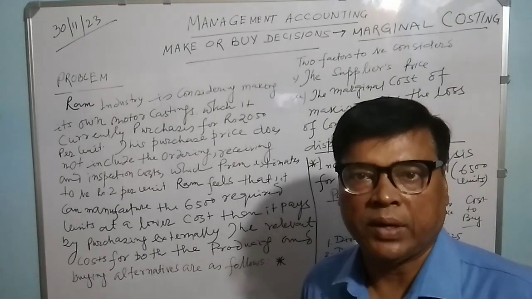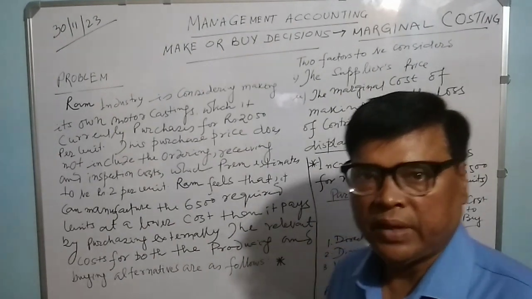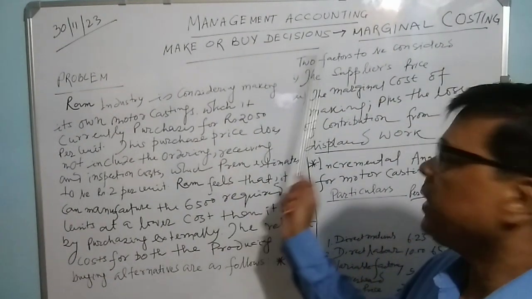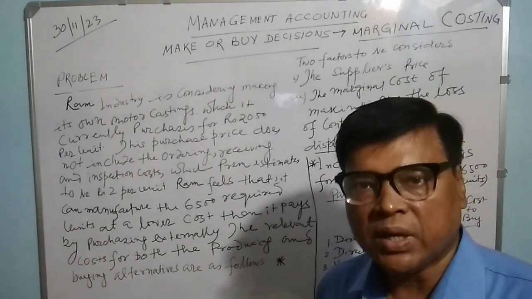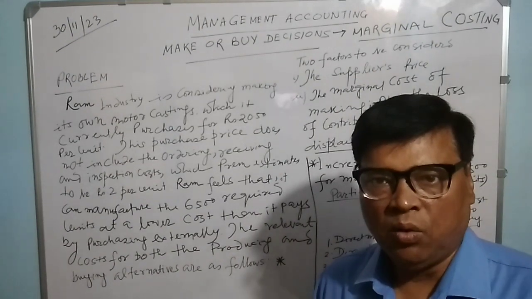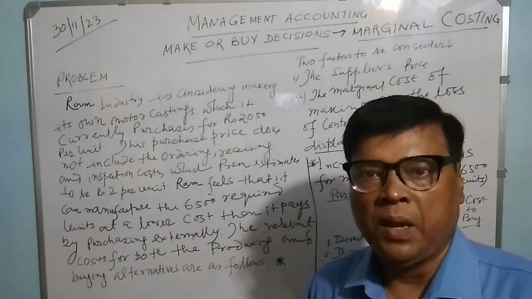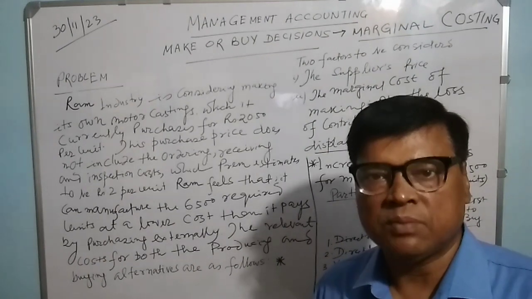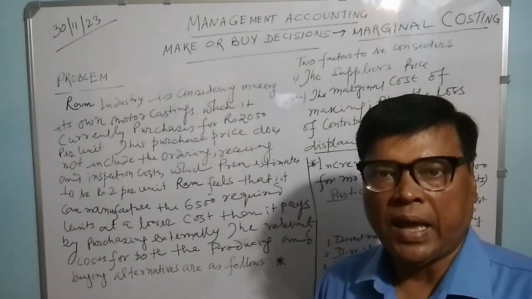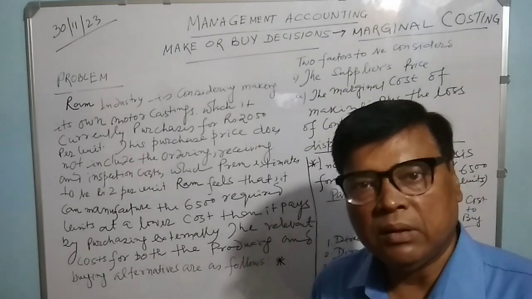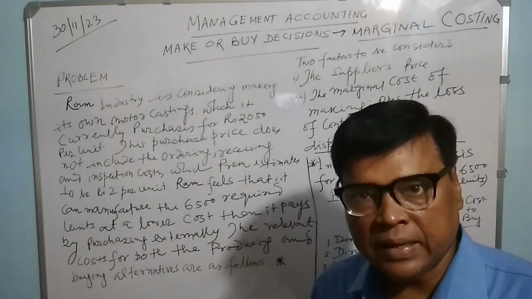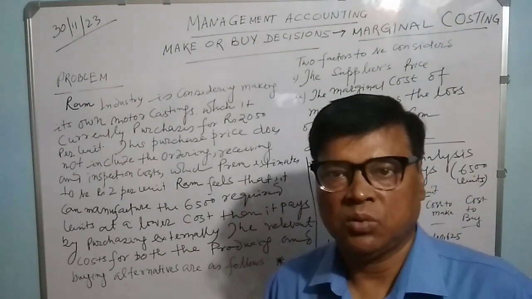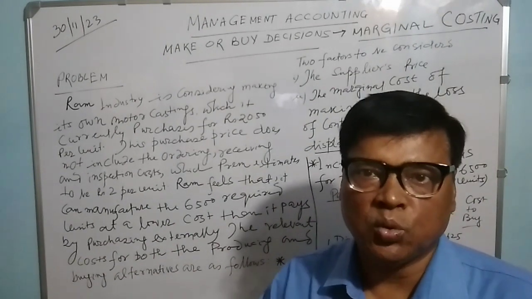Now today's chapter is also very important, that is under marginal costing, make or buy decisions. Before starting the make or buy decision, we will discuss real-life confusions. When there are 2 options before us, be it at family level or social level, we generally face confusion about which line of action to follow, which way to go.